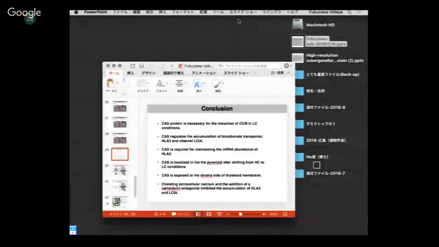Dr. Heyman, I just have one question for clarification. You mentioned downregulation of HLA3 in the CAS mutant. Does that also affect mRNA levels for HLA3?